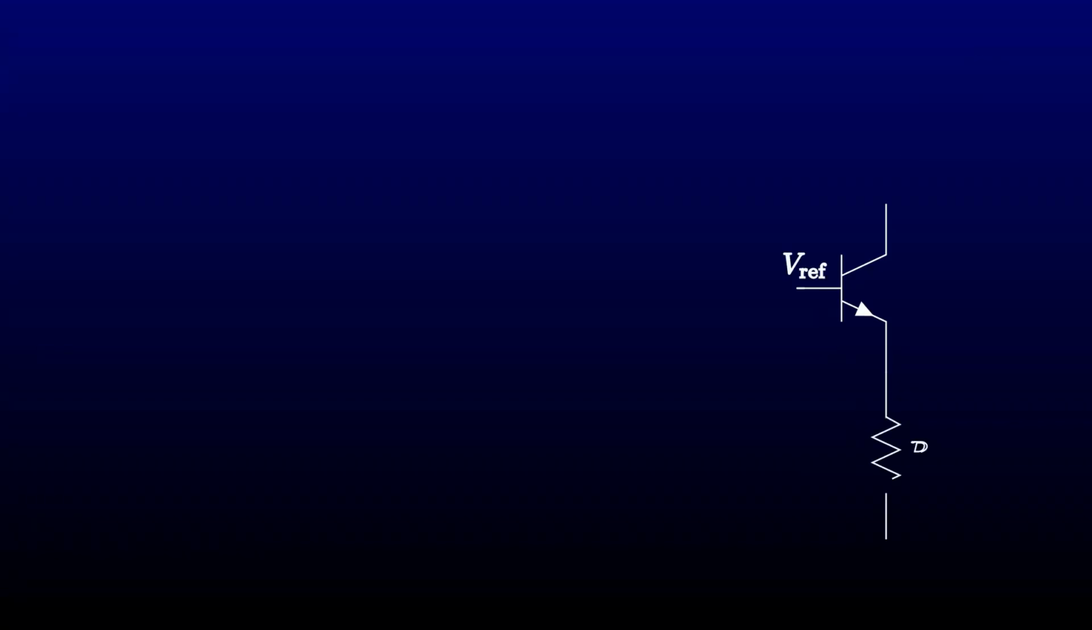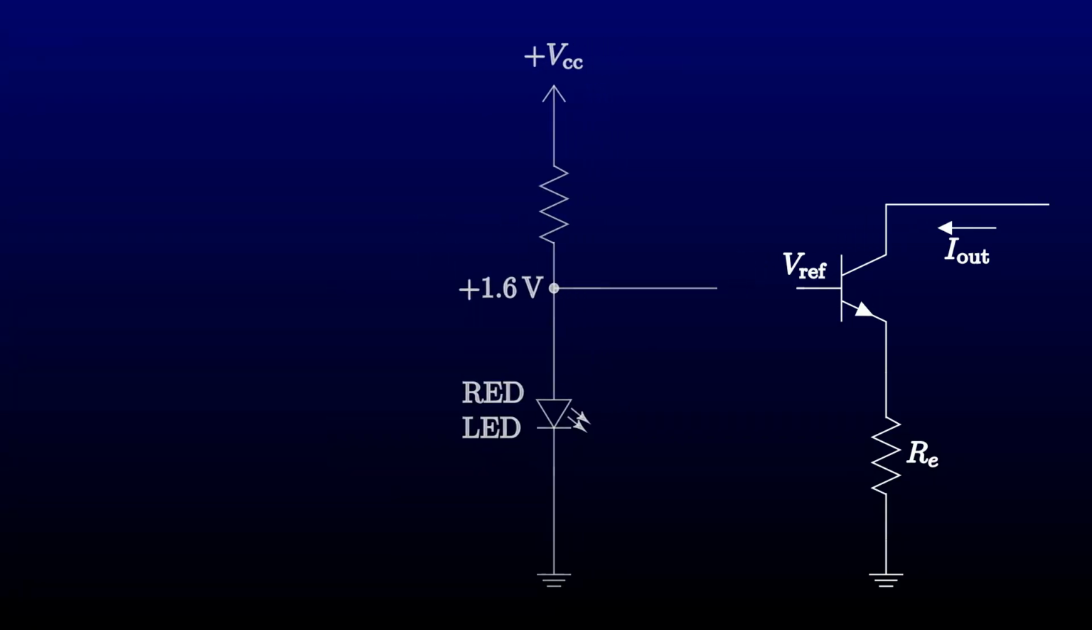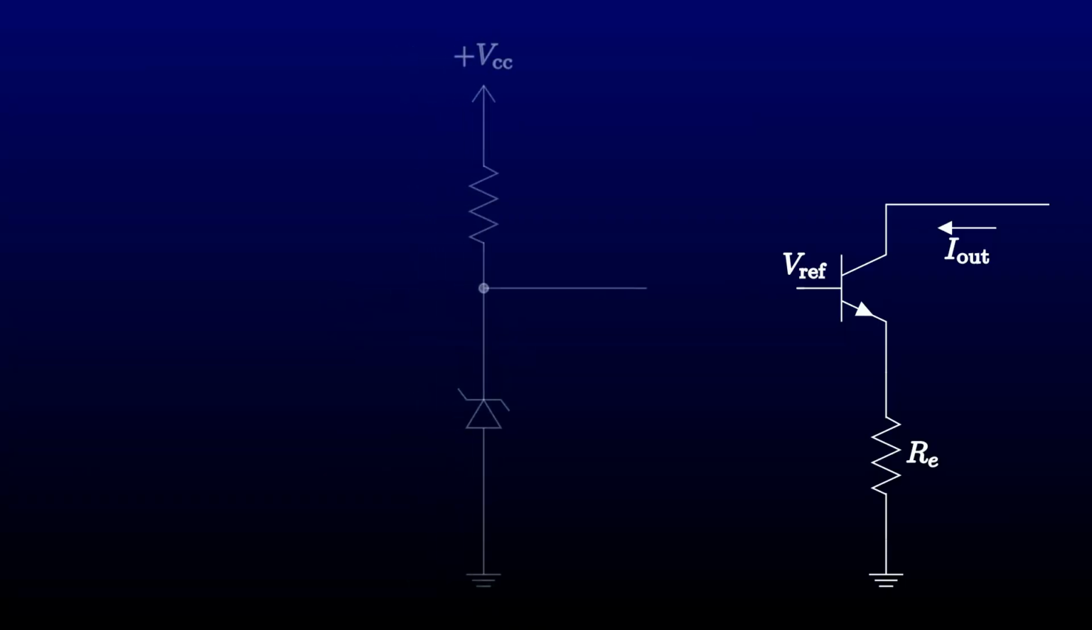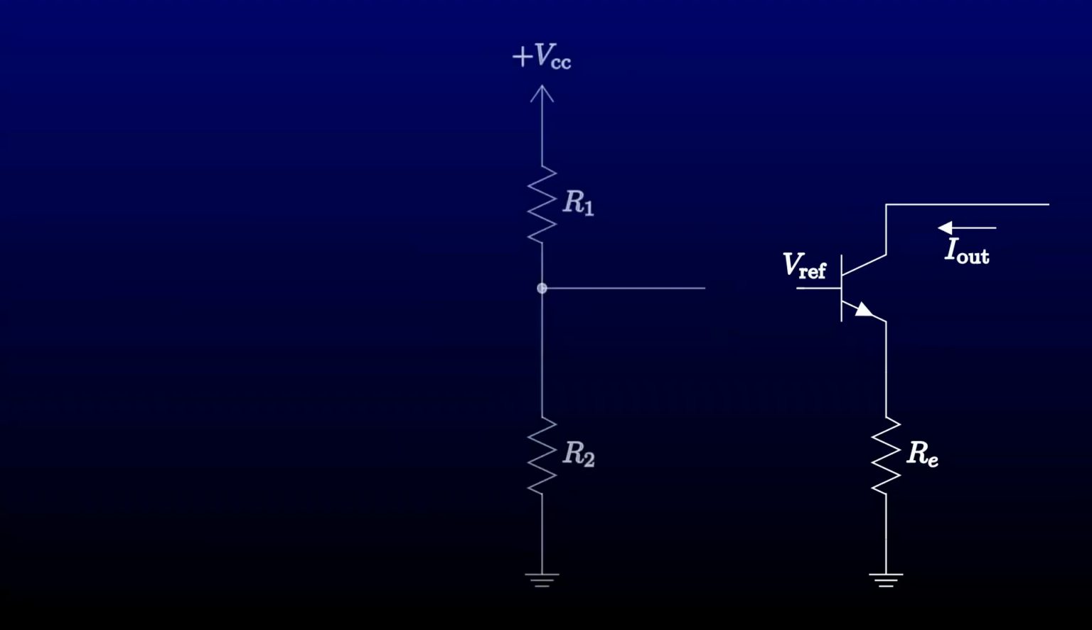To review, we make a current source by taking a transistor, putting some sort of reference voltage on the base, and a resistor to a negative supply or ground on the emitter. The result is that we get a more or less constant current out. We looked at multiple ways to get the reference voltage: a string of diode drops, an LED, a Zener diode, or a voltage reference IC that acts as a programmable Zener, or even just a voltage divider.